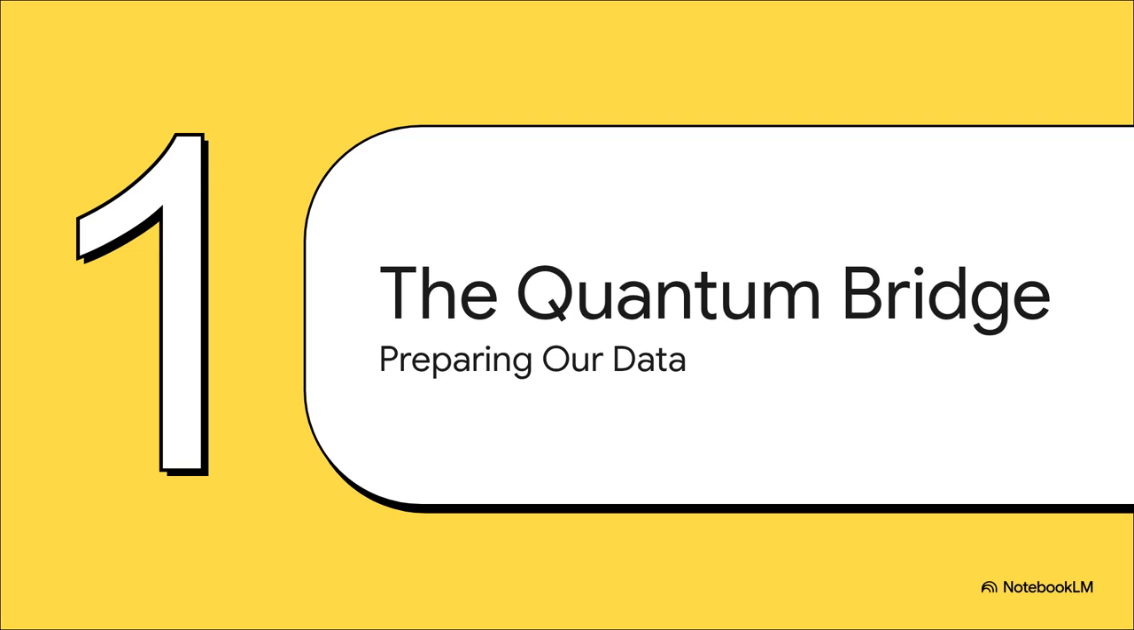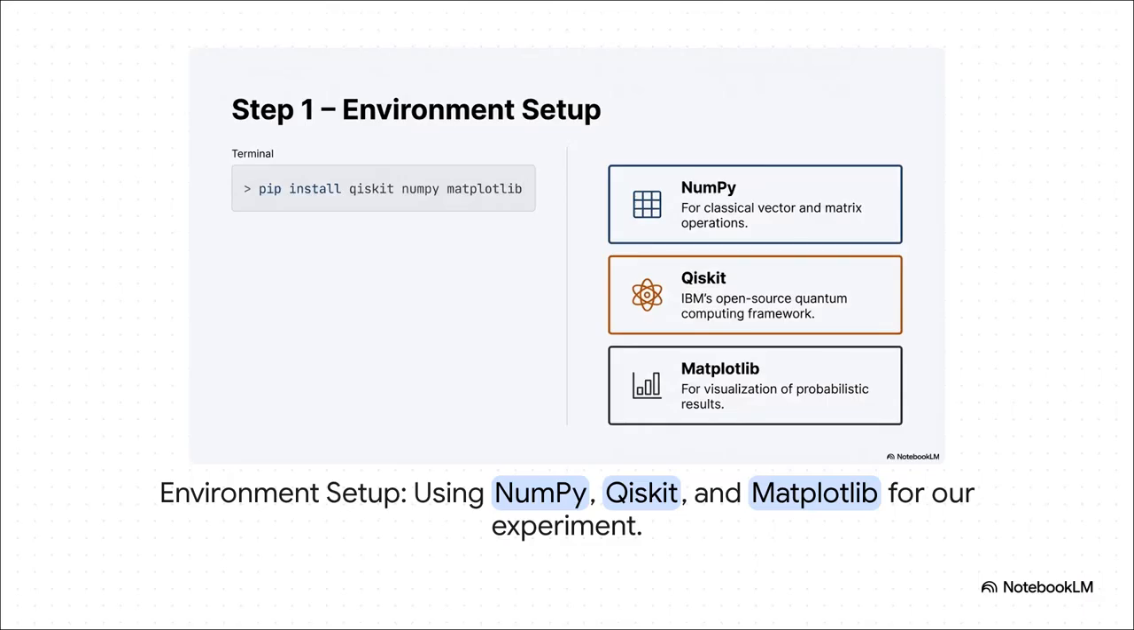First things first, before we can even think about sending our data on this quantum journey, we've got to get our toolkit ready. And these are the tools of the trade. Think of this as our mission-critical software stack. We've got NumPy, the absolute powerhouse for all things vectors and matrices in Python. Then there's Qiskit, that's IBM's incredible toolkit that lets us build and simulate real quantum circuits. And finally, Matplotlib, which is going to let us actually see the results of our quantum experiment.